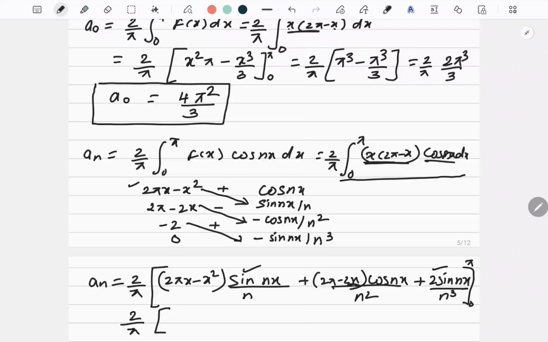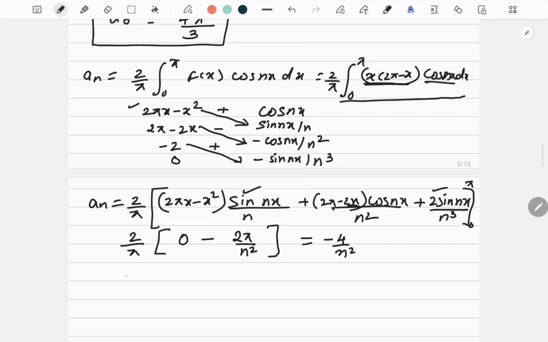Now see here, if I put pi, 2 pi minus 2 pi is 0. So 0 minus lower limit. Now if I put lower limit 0, it becomes 2 pi by n square. And what is cos 0? Cos 0 is 1. So I am left with this. Now how much is left? Pi cancels. So I got minus 4 by n square. So my an value is equal to minus 4 by n square.